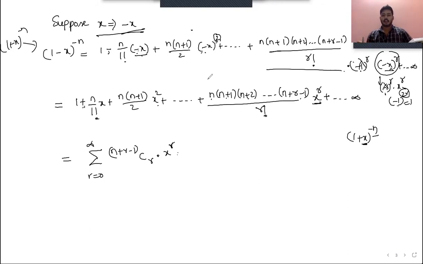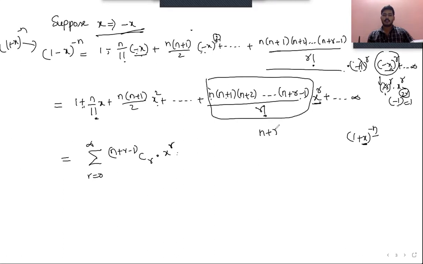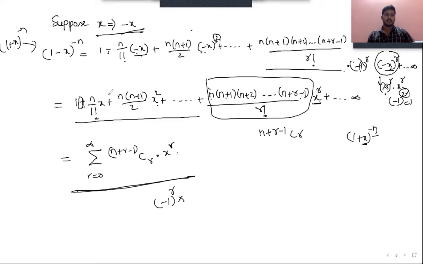And already we have seen that this term can be written as (n plus r minus 1) C r. So we'll write that and we'll form a summation. The only difference between the previous summation and this summation is there is no (minus 1) whole power r in this one. All the terms will be positive signed, right?